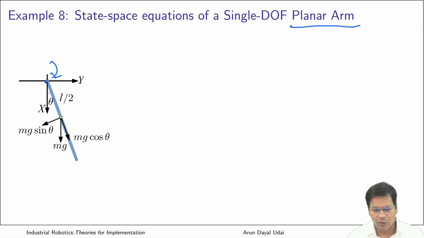So it has a solid link with mass m. So the mg force comes here. mg sine theta, you know, is the driving force, acting at a distance L by 2, that is at the center of mass.